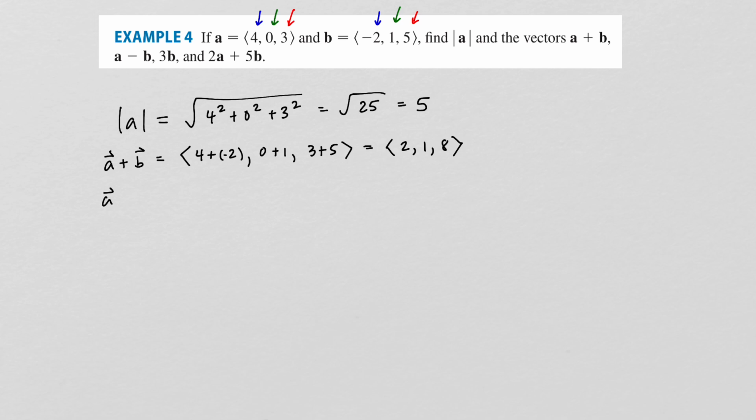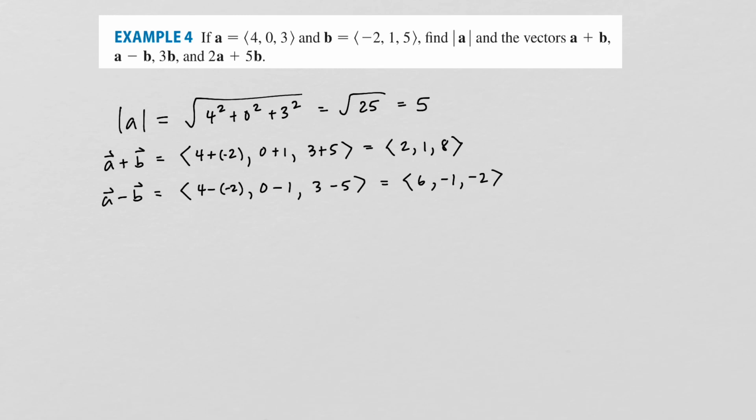To do vector subtraction, it's pretty much the same thing, except now we are going to be subtracting these components, and you subtract in the order that it was given. So we take the first component of A minus the first component of B. So that would be 4 minus negative 2. And then the second component, 0, minus the second component, which is 1. And finally, 3 minus 5. And if we do the math on this, we get 6, negative 1, negative 2.